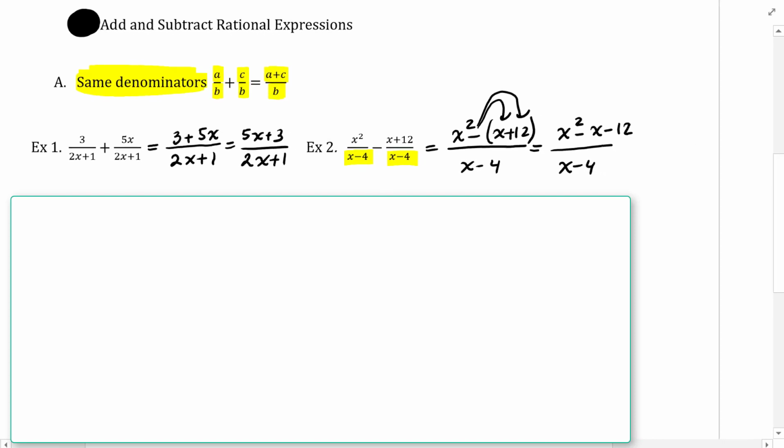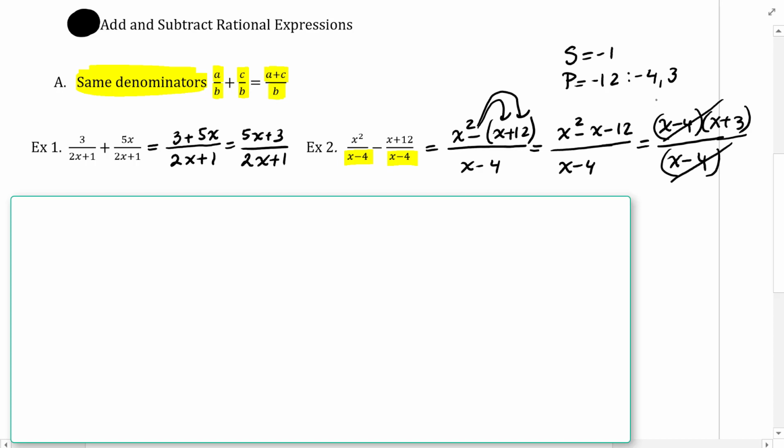So we copy the denominator and we factor the numerator because maybe we have a common factor with the x minus 4. So we're looking for two numbers that have the sum -1 and product -12. The two numbers are -4 and 3. So the numerator is x minus 4 times x plus 3. So we notice that x minus 4 cancels with x minus 4, which is 1. So we end up just with x plus 3. So the final answer of example 2 is x plus 3.